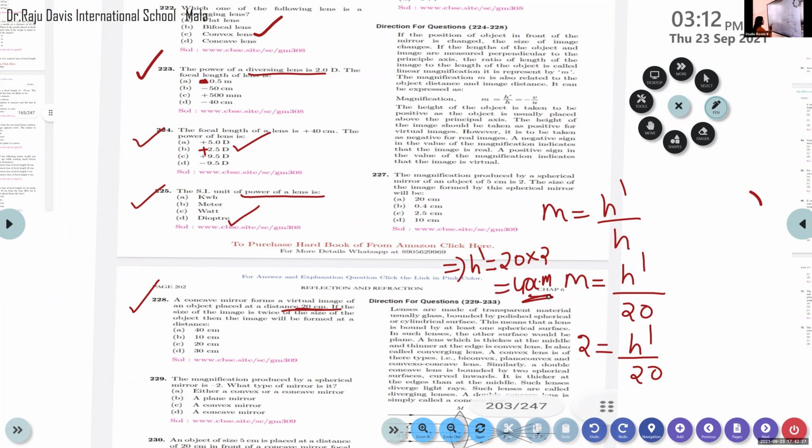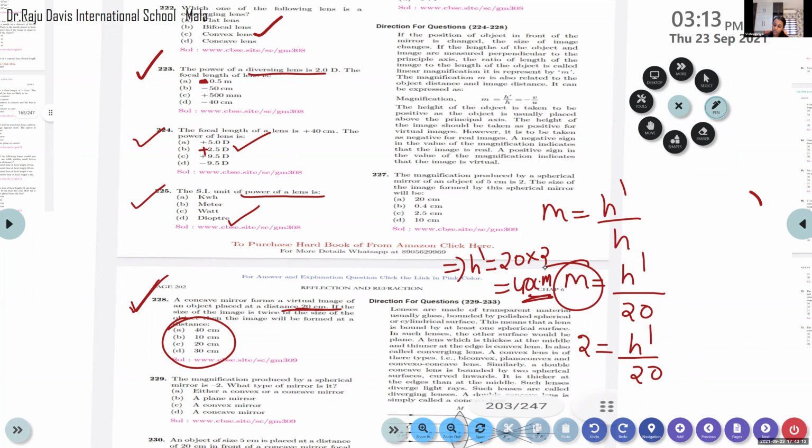I will check the answer and will inform in the next class. The one possible answer is 40 centimeter. Using the equation m is equal to h dash by h, where the height of the object is given, taken as 20 centimeter, so m is equal to h dash divided by 20. The magnification gives the size of the image, which is twice the size of the object. So 2 is equal to h dash by 20, then h dash is equal to 20 into 2. I will give a clarification of this question in the next class about the final answer. Is there any other answer from you, students?